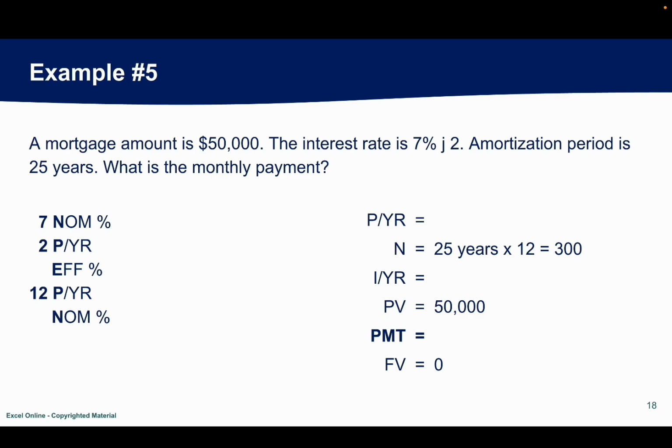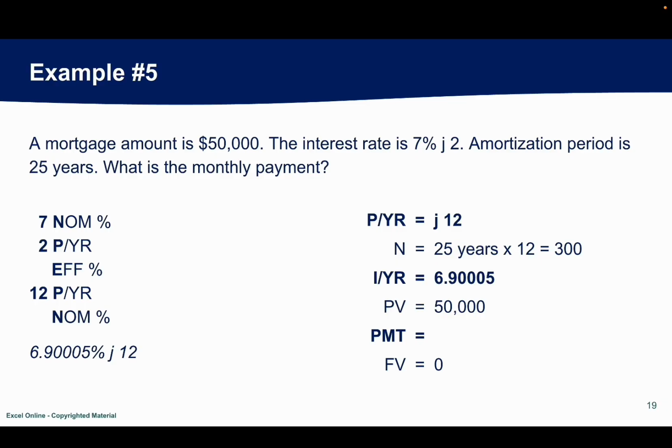Third is E, which is EFF. We press this button. Now we want the rate to be a J12 rate. So we type in 12 and press Shift and then PYR to save it into PYR. The last step is pressing NOM again. So we press NOM to get the J12 rate. Now after we got our J12 rate, we move to the right side.